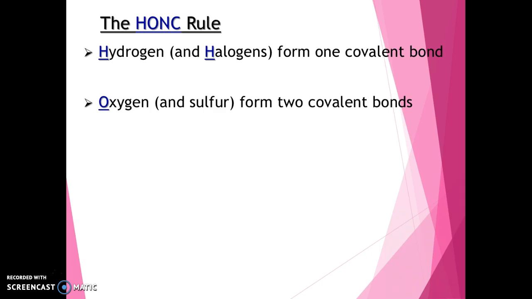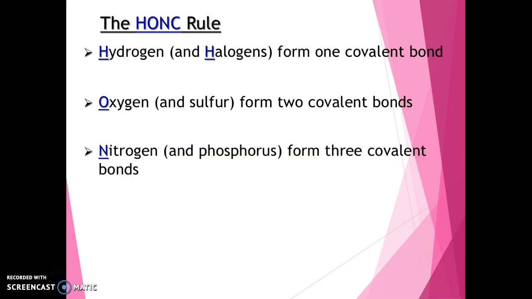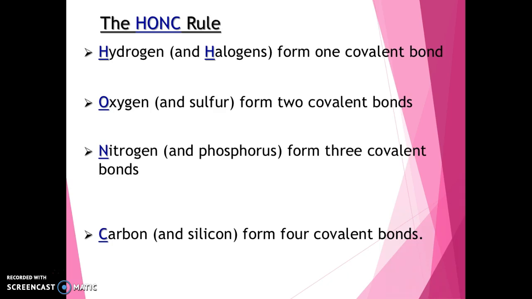Oxygen and sulfur need 2 covalent bonds to form an octet. They have 6 valence electrons, so they need 2 more electrons, which means they want to form 2 covalent bonds. Nitrogen and phosphorus will form 3 covalent bonds because they are 3 electrons short of an octet. They need 3 spots filled with electrons. And finally, carbon and silicon very rarely form an ion, so they want to form 4 covalent bonds. They want to somehow get 4 electrons shared with them.